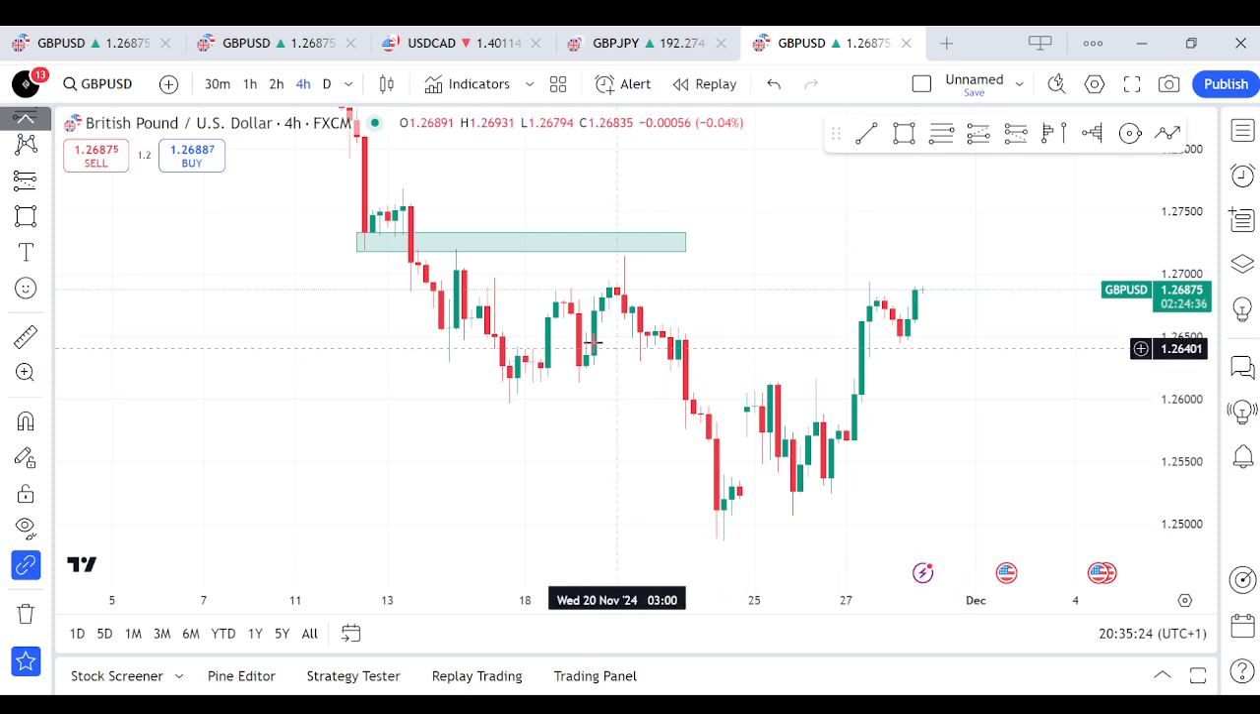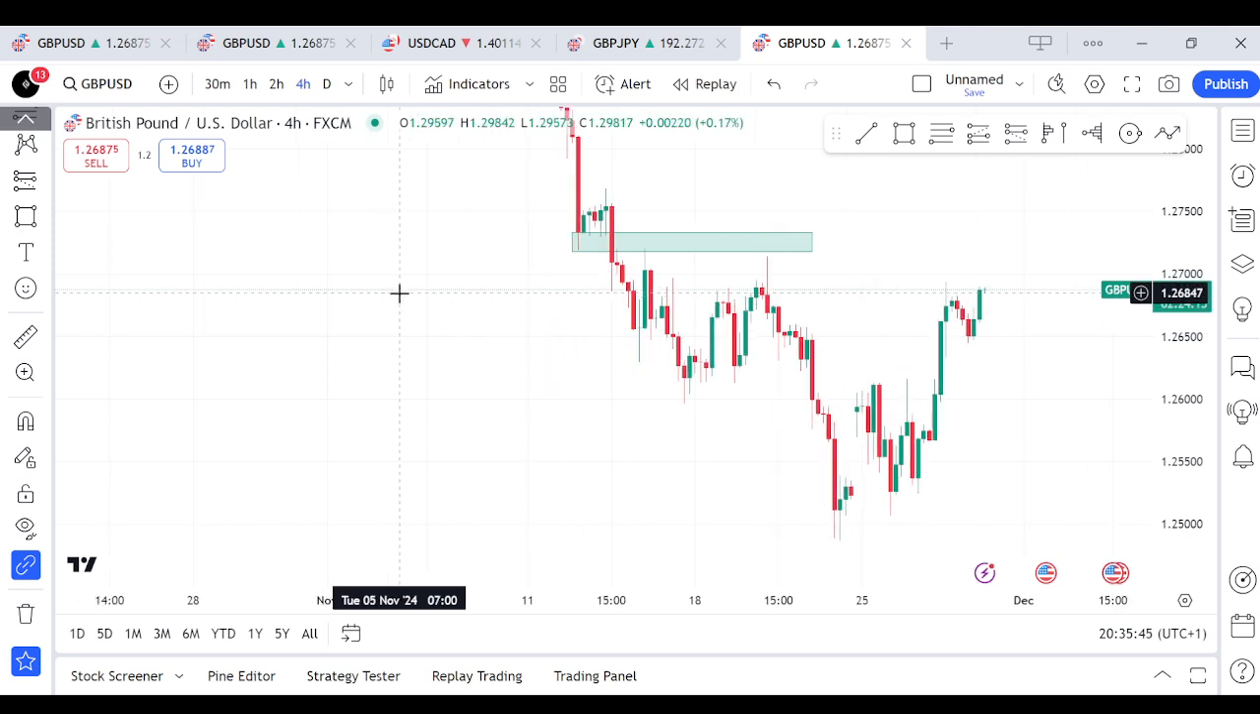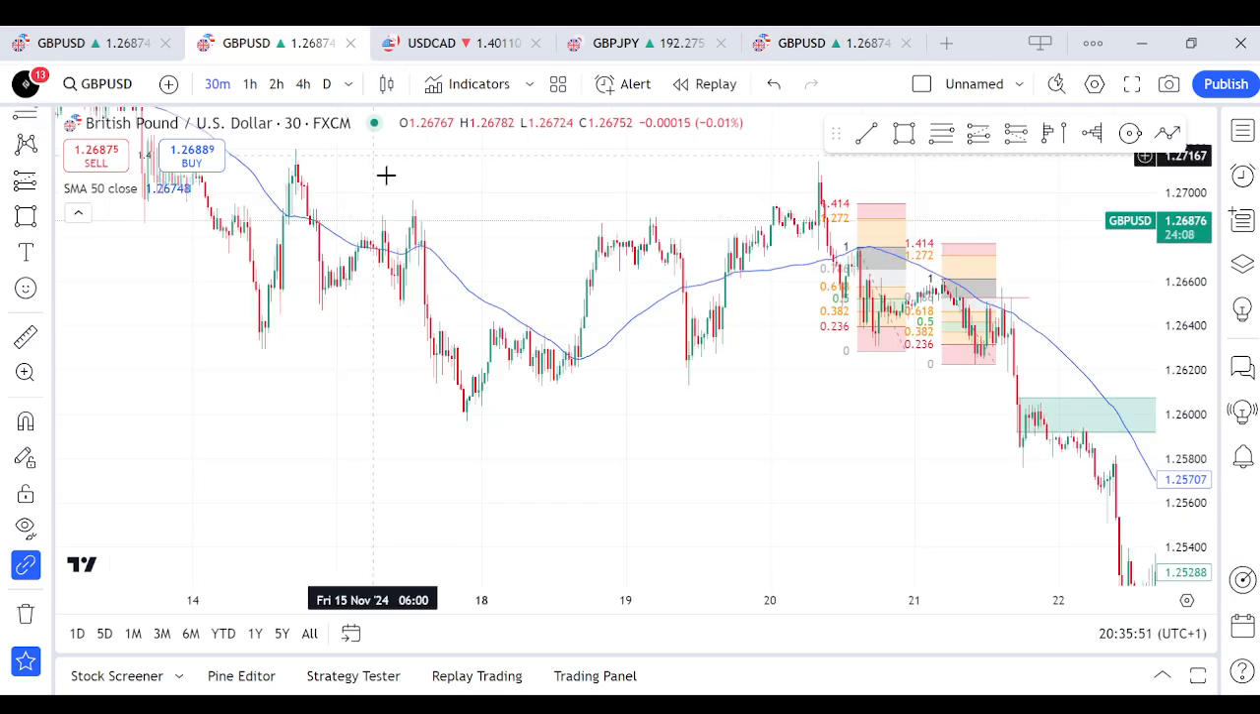So it's expected that you should trade the support and resistance as zones and not as exact price levels. Price often fluctuates within these zones before deciding on its next move. So by treating them as zones rather than rigid lines, you can avoid being stopped out prematurely and improve your trade accuracy. So the last trading strategy should be the dynamic support and resistance with moving averages.